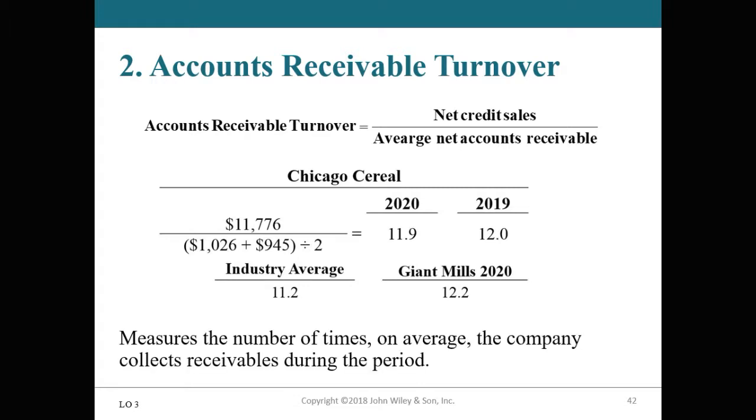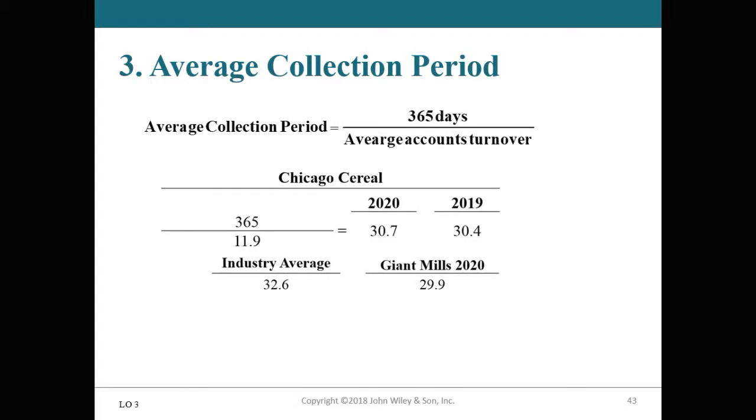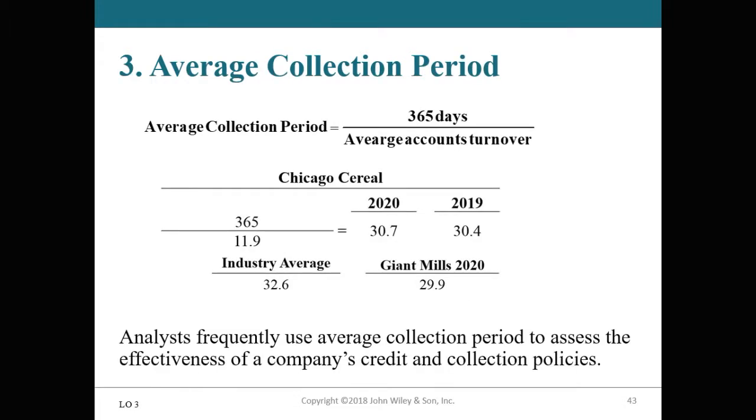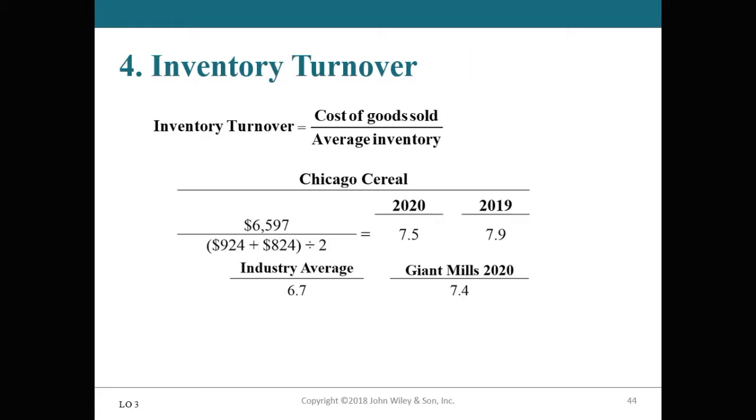This is a measure of the number of times on average the company collects receivables during the period. So if you take that and divide it into 365, that's going to tell us about how many days it takes. Analysts will frequently use the average collection period to assess the effectiveness of companies' credit and collection policies. As accounts receivable can be a significant portion of a company's current assets, it's important that they are managed effectively.